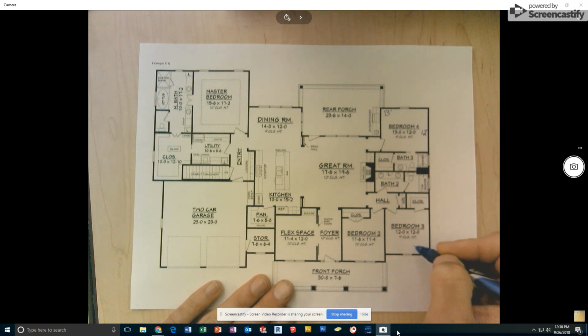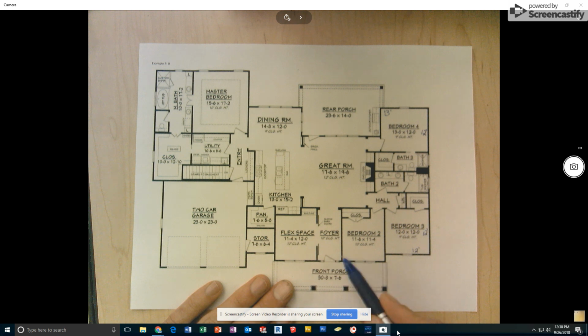Bedroom 3 down here is 12 by 12. So again, 12 foot by 12 foot. Continue to do this throughout the plan, especially on the exterior wall sides. That is where we will begin.